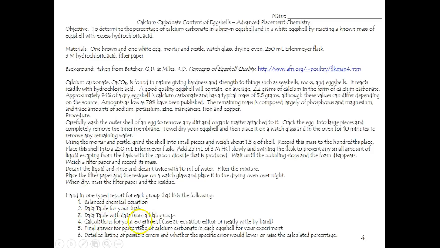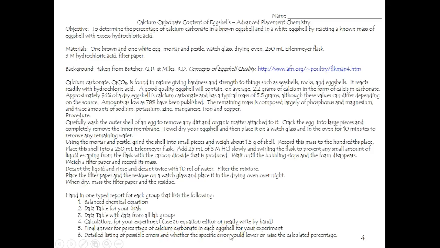And then the calculations needed for your experiment to come up with the solution. That's up to you. Please either use an equation editor, which I love, or write it neatly by hand, which is okay. Write the final answer for the percentage of calcium carbonate in both the brown and the white eggshell for your experiment, and give a detailed listing of the possible errors.